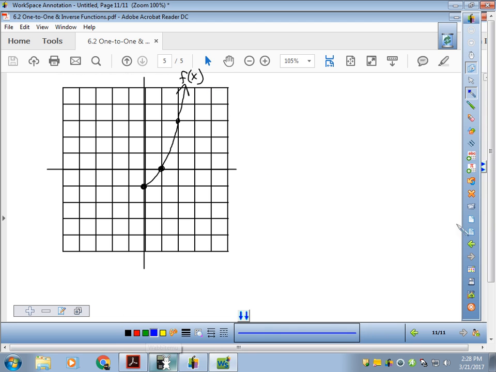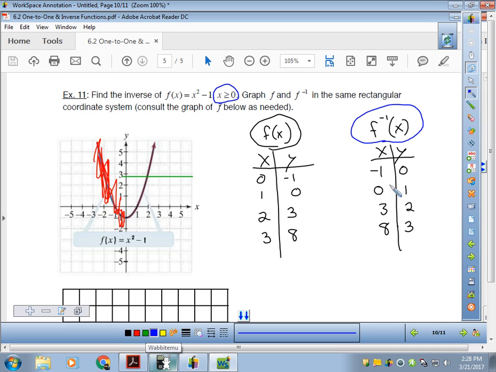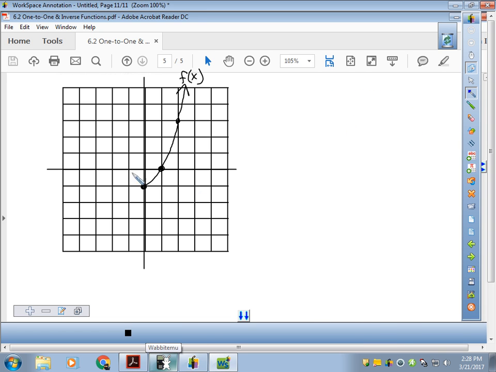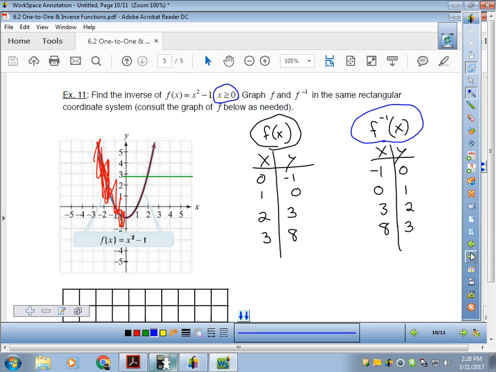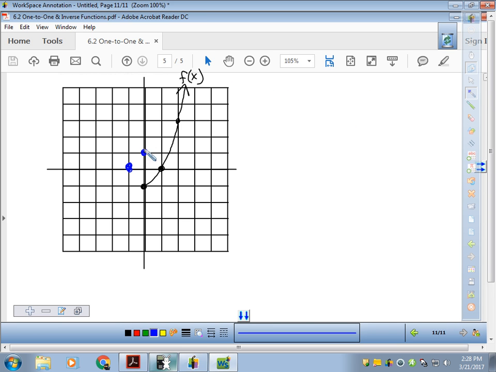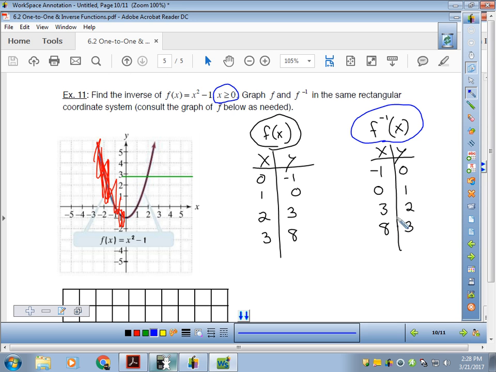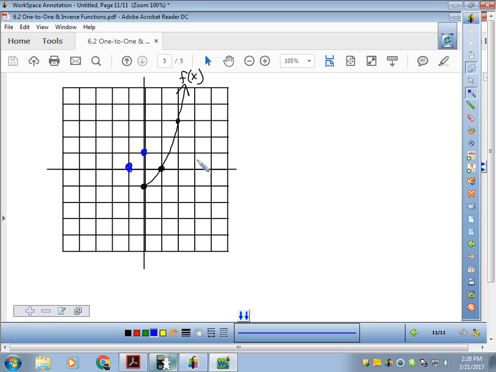For my inverse, I'm just switching the points. So I'm going to have negative 1, 0, which means I'll have this point right here. And then I'm going to have 0, 1, which is this point right here. And then 3, 2. And then 8, 3 is going to be off the graph somewhere. So it's going to go that way and keep going that way. And so that's my f inverse graph. So there's what it looks like when we graph both of those together.